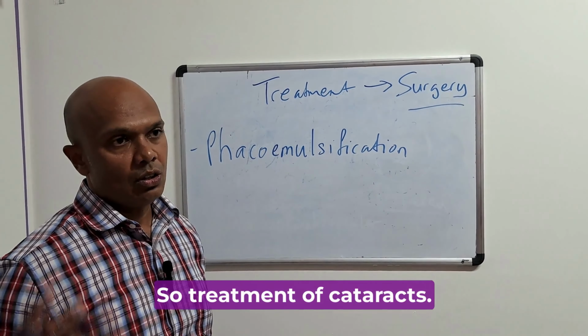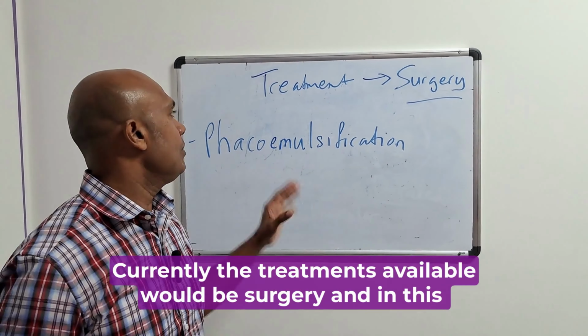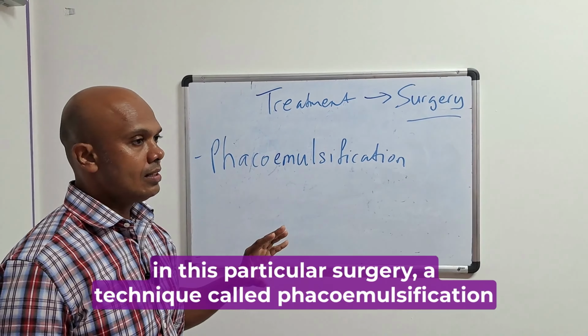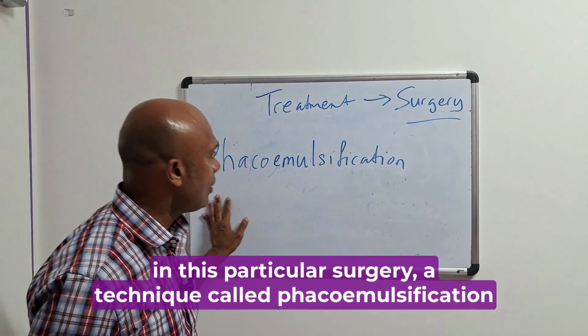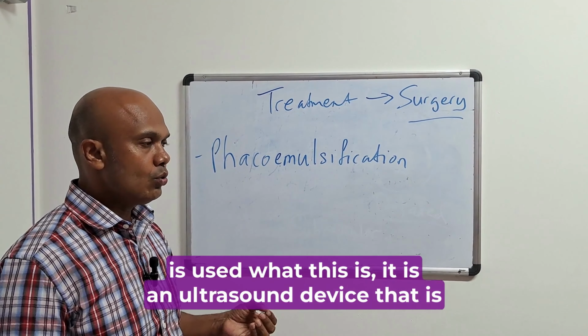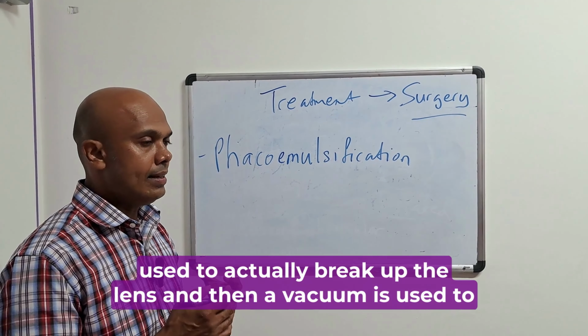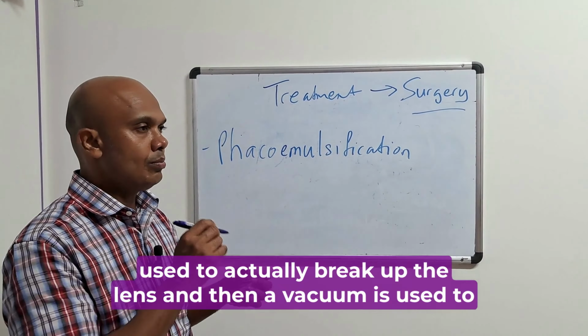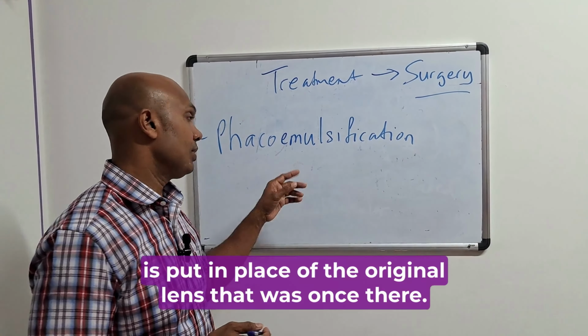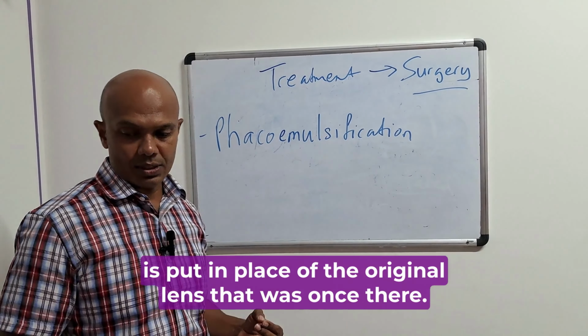So treatment of cataracts. Currently, the treatment available would be surgery, and in this particular surgery, a technique called phacoemulsification is used. It is an ultrasound device that is used to actually break up the lens, and then a vacuum is used to basically draw the lens out of the lens capsule, and an artificial lens is put in place of the original lens that was once there.